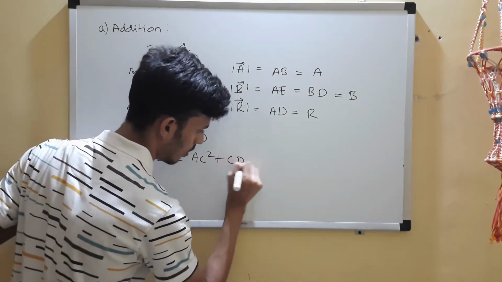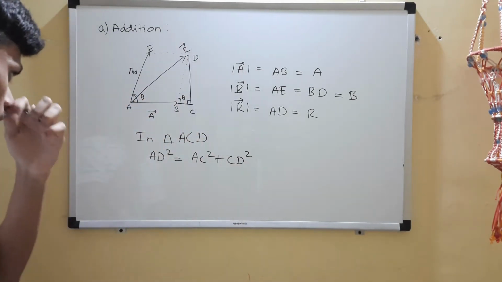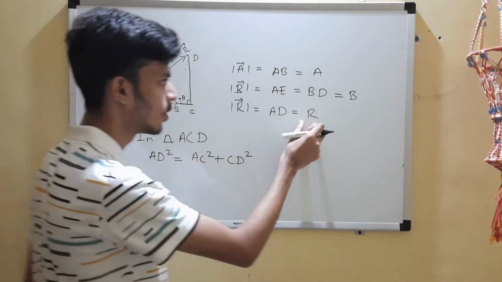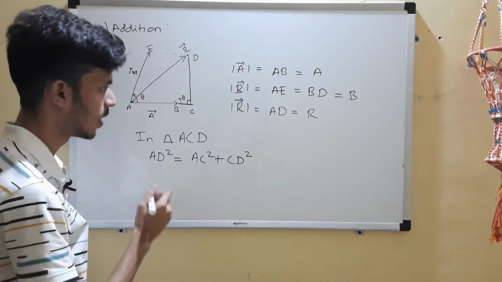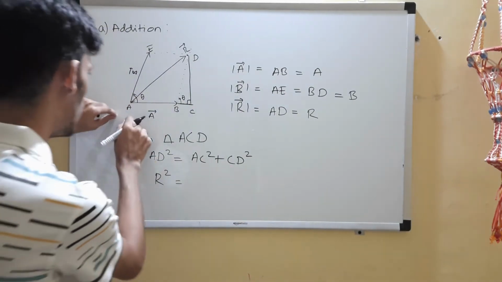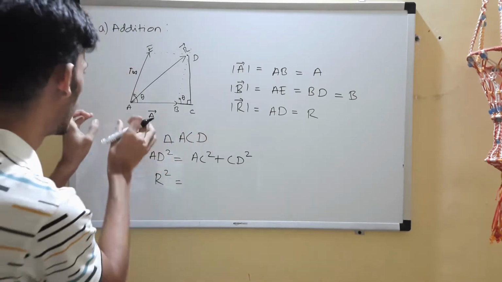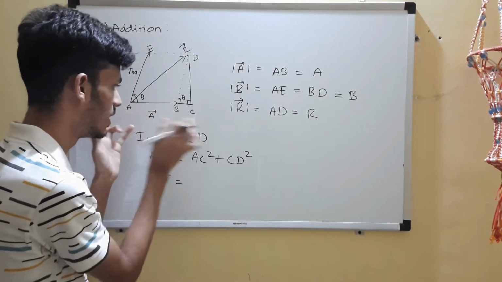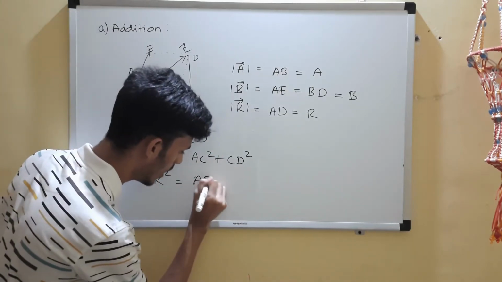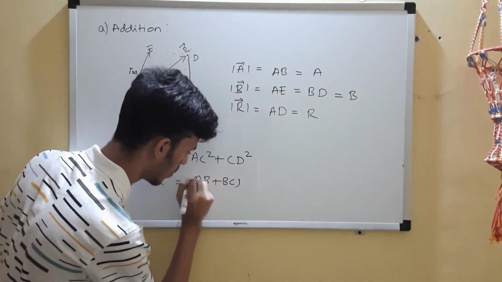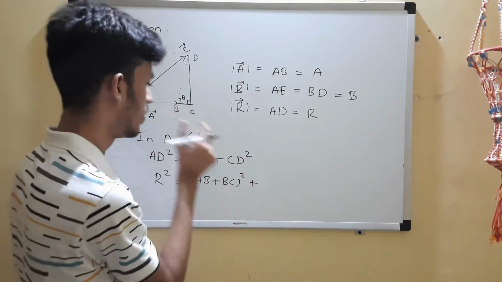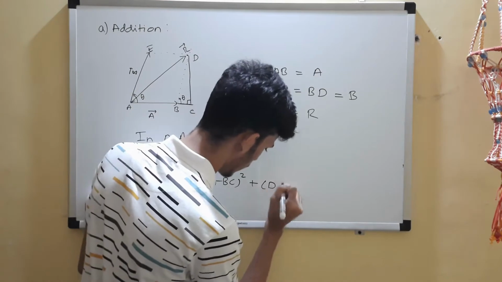Simple application of Pythagoras theorem. Okay, now in place of AD you can put R, right? In place of AD you can put R. So R square and AC. This whole thing is AC. You can break it in two parts, right? AC can be broken into AB plus BC. Okay, so let's write that AB plus BC the whole square. I broke that AC into two parts, AB plus BC, and this is CD square.